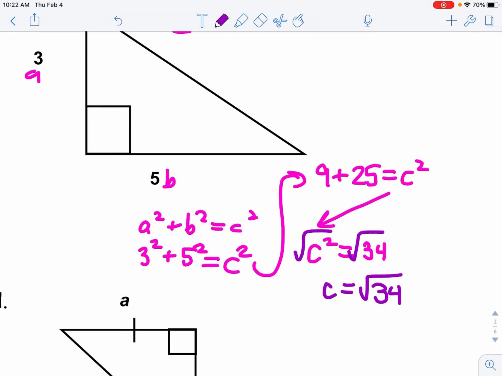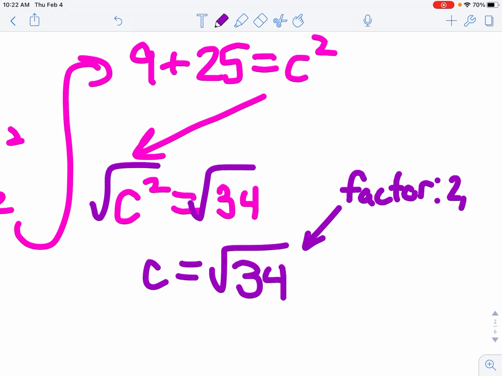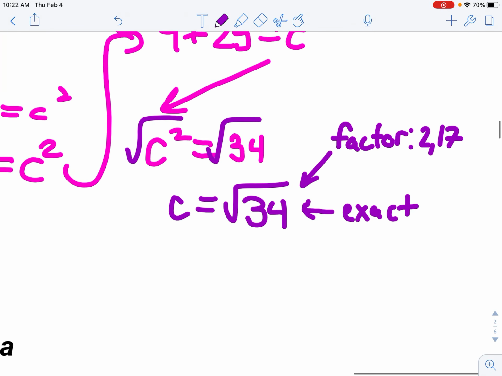All right. Now, using what we talked about in the first lesson, simplifying radicals, well, the factors, is there a perfect square factor? The factors are 2 and 17. So there's no perfect square factors. So this is actually the most exact answer. This is exact. If it said, give me the exact answer, this is it. It cannot be simplified.